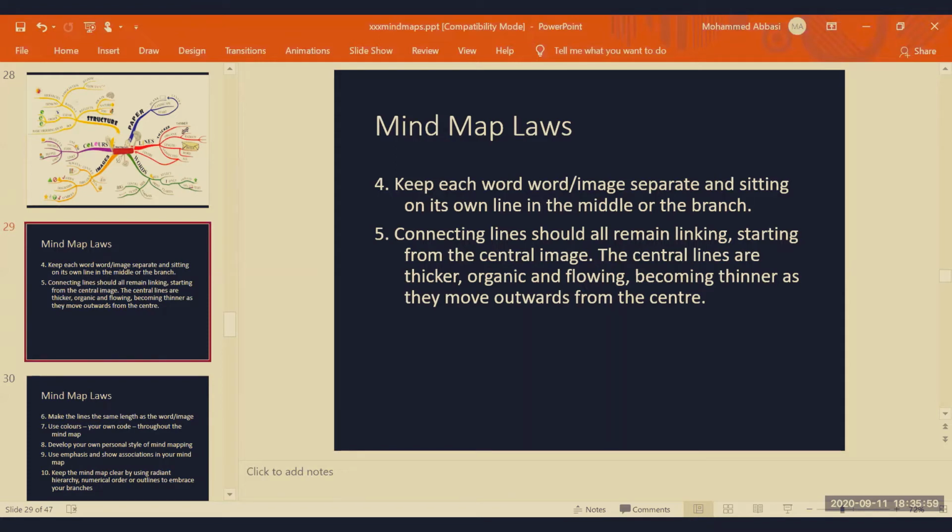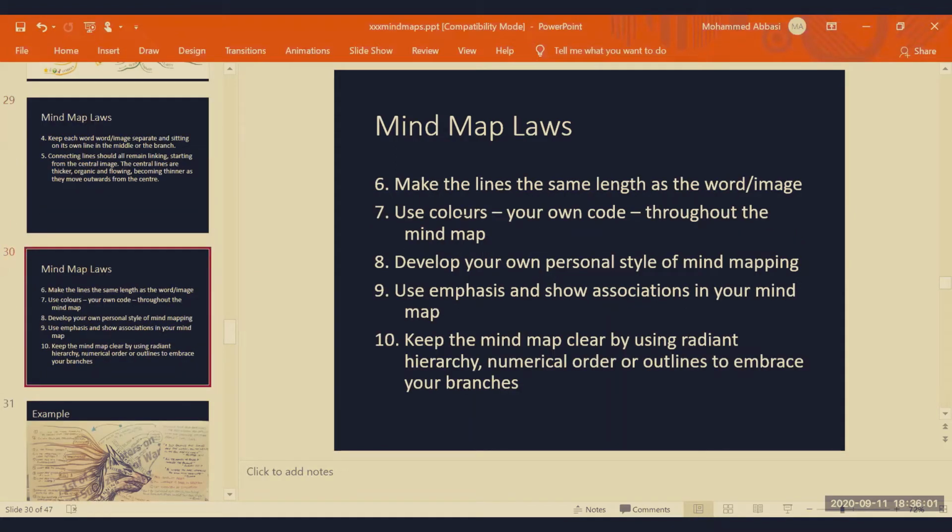This is how you want to do this. So you make the lines the same length as the word and image, use colors, your own code throughout the mind map. Develop your own personal style of mind mapping. Use emphasis and show associations in your mind map. Keep the mind map clear by using gradient hierarchy.